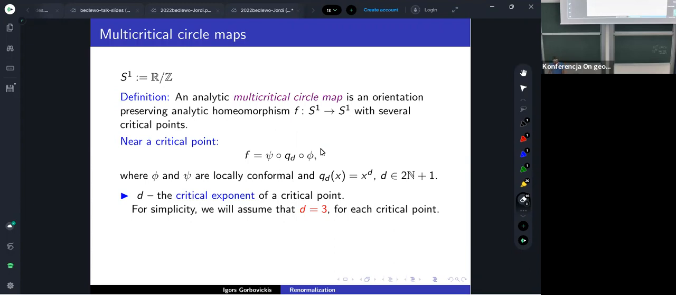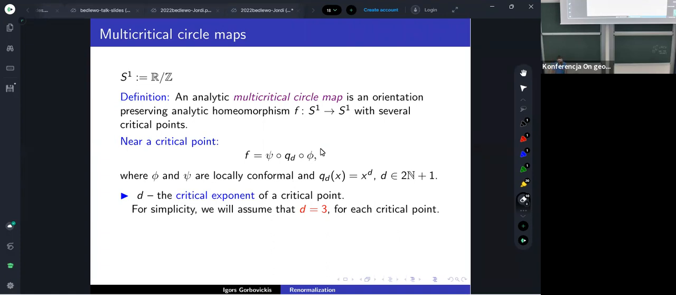The whole discussion of my talk will be motivated by the attempt to understand various universality phenomena for multicritical circle maps via hyperbolicity of renormalization. So in other words, the main motivation is hyperbolicity of renormalization.